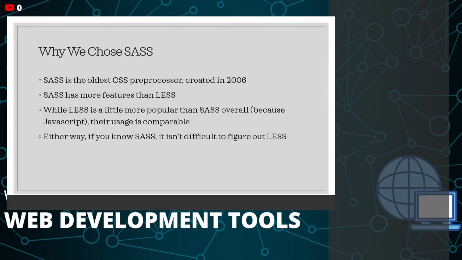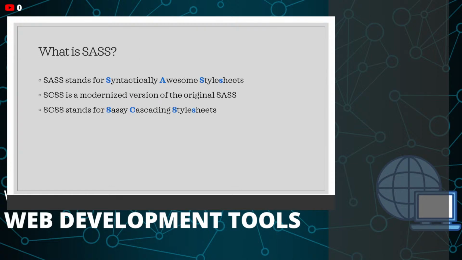So I mentioned we chose Sass to work with. Sass is the oldest CSS preprocessor. Has some more features. It's been worked on more. Less is a little more popular than Sass overall, primarily because it's JavaScript based and people like JavaScript. But really, usage is comparable. And if we looked at them side by side, there's not a whole lot of difference. But Sass stands for Syntactically Awesome Style Sheets. SCSS is a modernized version of Sass. So if we break SCSS down, it stands for Sassy Cascading Style Sheets.